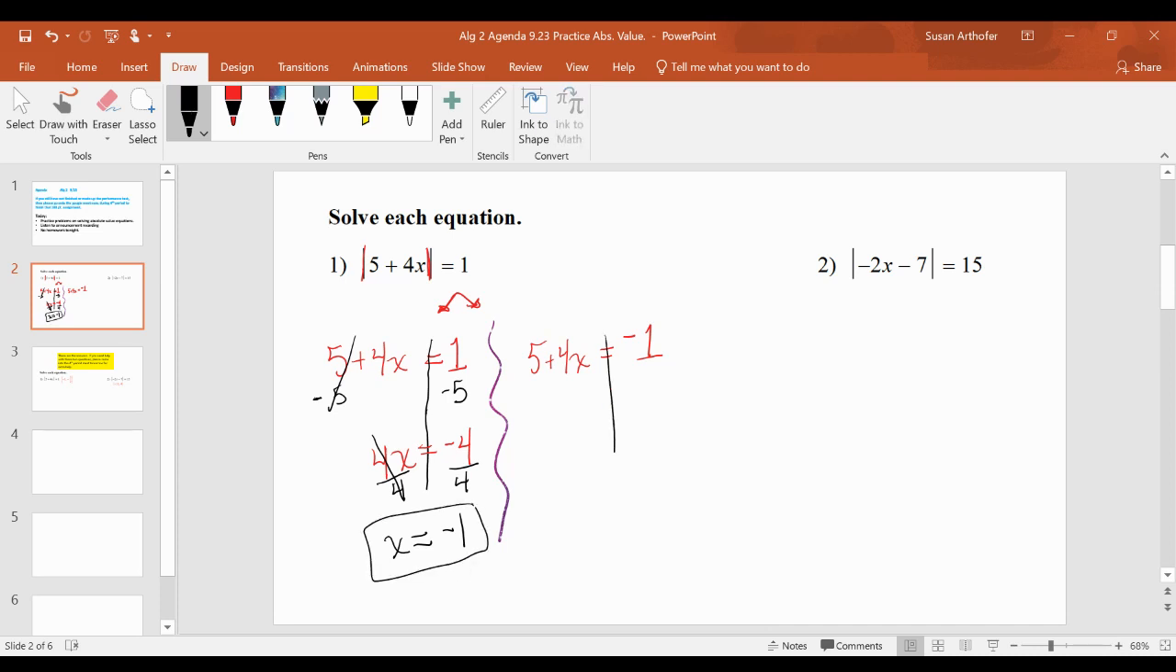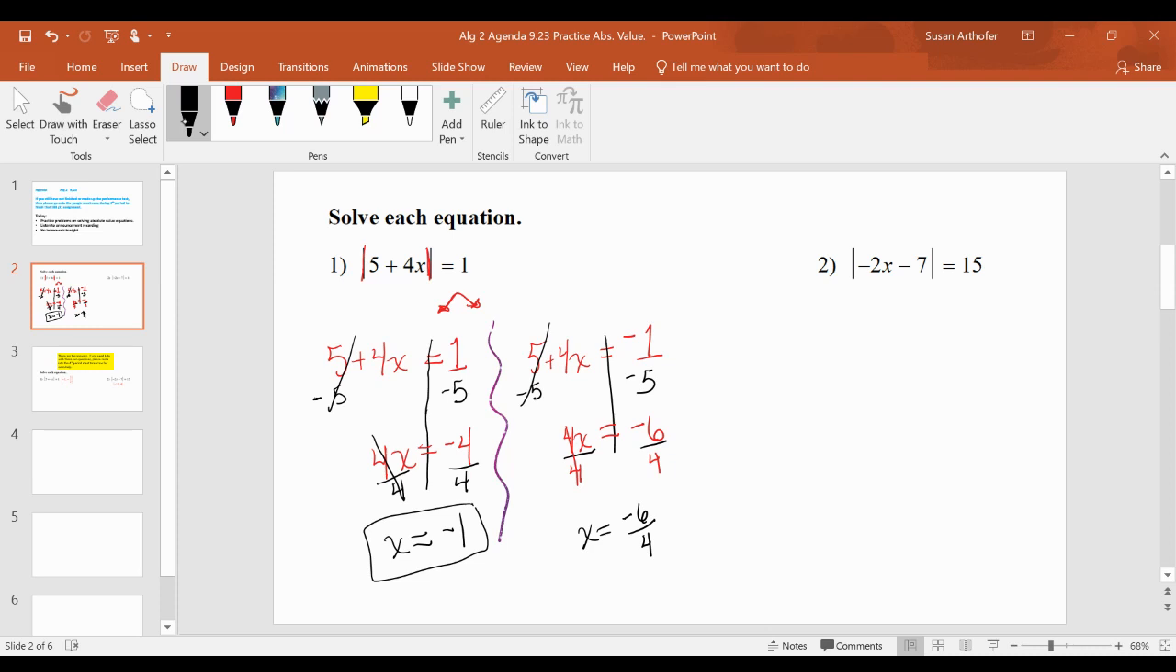Now we have to do the other side. So again, we would do the opposite because we want to get the number away from the x term. So that would be subtracting 5 to both sides. 4x would equal a -1, and -5 more is a -6. Again, you would divide on both sides by whatever number is in front of x. -6/4 is a fractional answer.